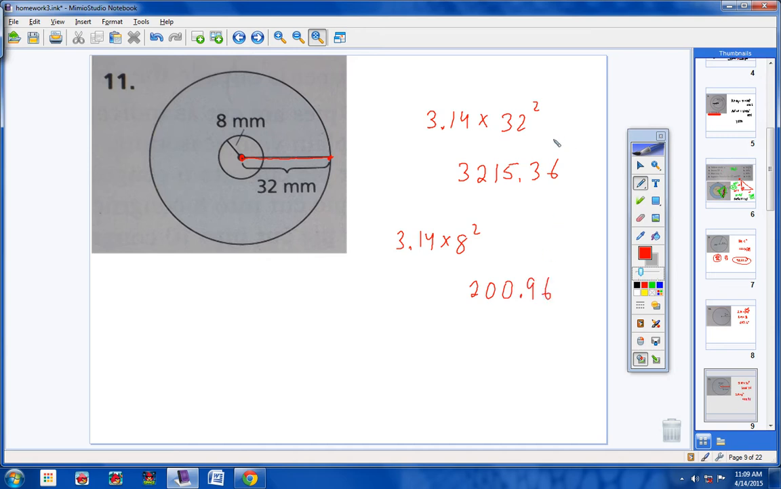Now, students, if you take the area of the entire circle minus the area of the white circle, you're going to get, hold on one second, please, 3,014.4. That's really close to what they had in the book. We're off a little bit, but 3,014.4.